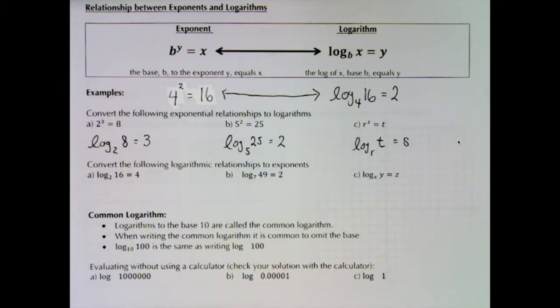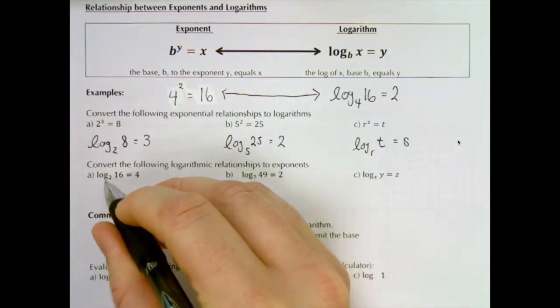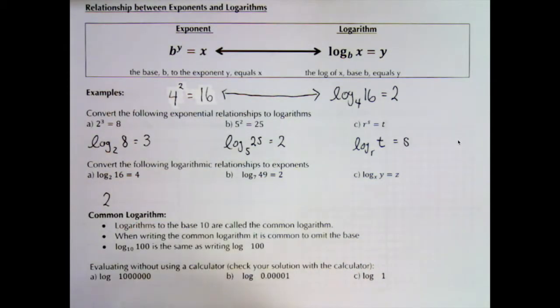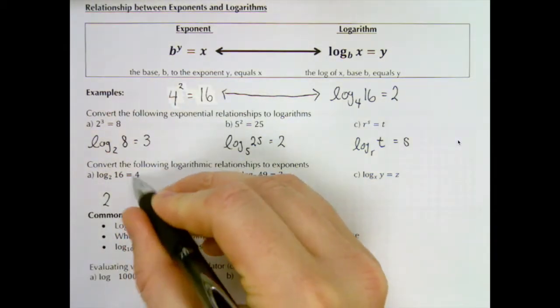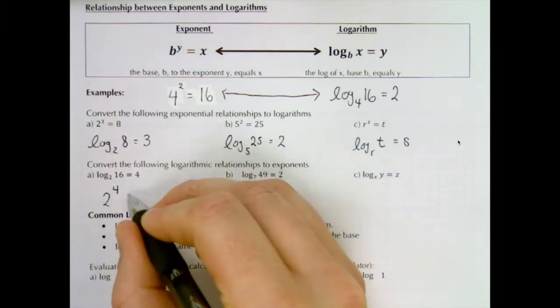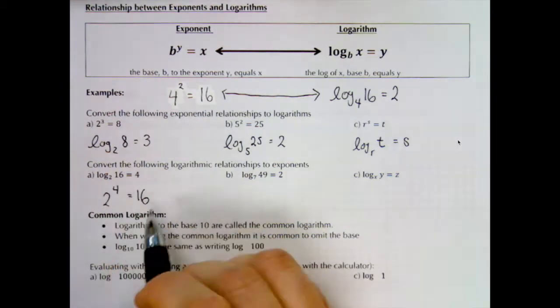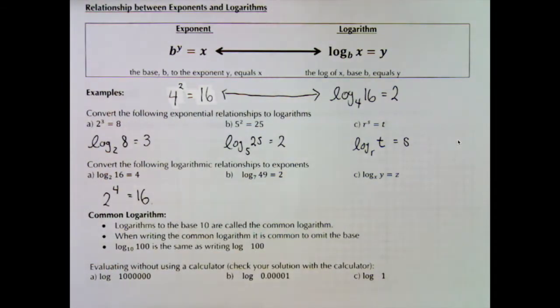Going the other way, converting a logarithm to an exponent, is done fairly similarly. The base stays the same, so 2 is the base of the logarithm, 2 becomes the base of our power. The answer to a logarithm is the exponent 4, and that's equivalent to 16. The input to our logarithm is the output of our exponential relationship.